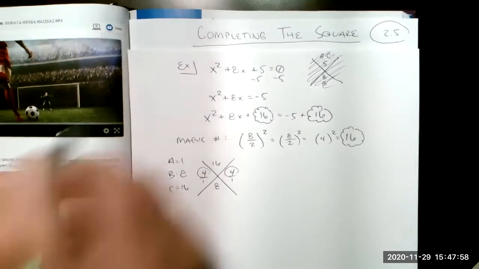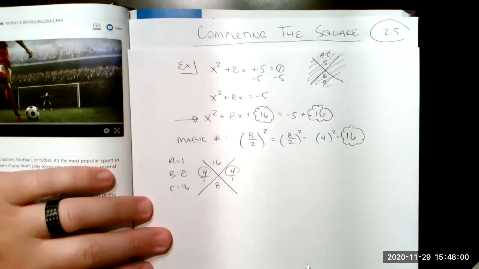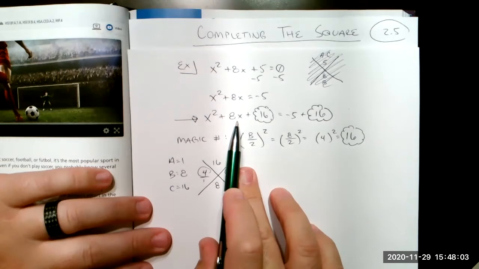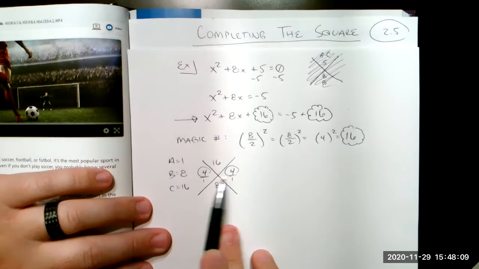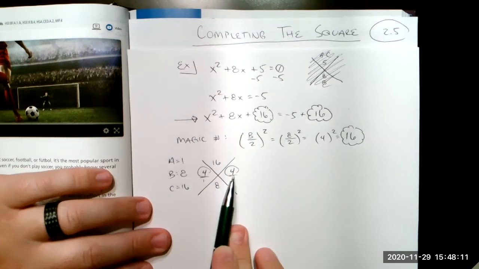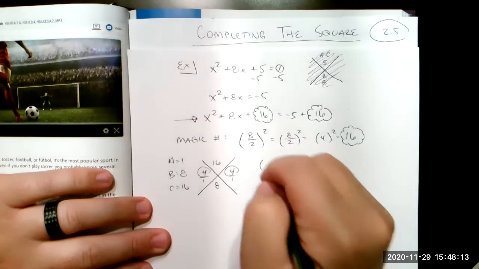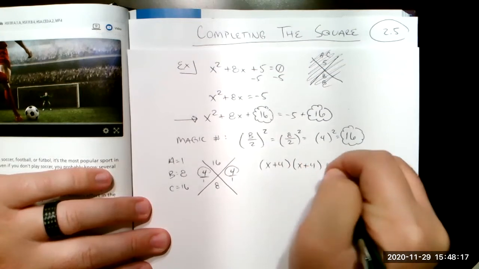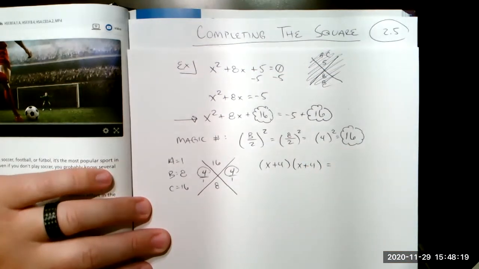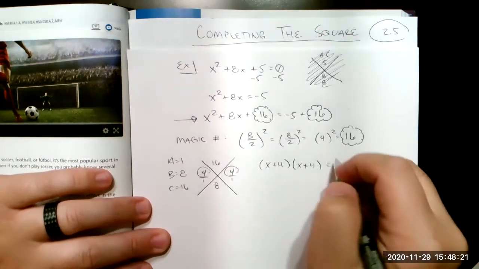So let's go ahead and simplify this quadratic we have right here. So we factored the left side, x squared plus 8x plus 16. We did the whole box and cross. And now we've got positive 4 and positive 4. So it's going to be x plus 4 and x plus 4. And then on the right-hand side, negative 5 plus 16 is 11.